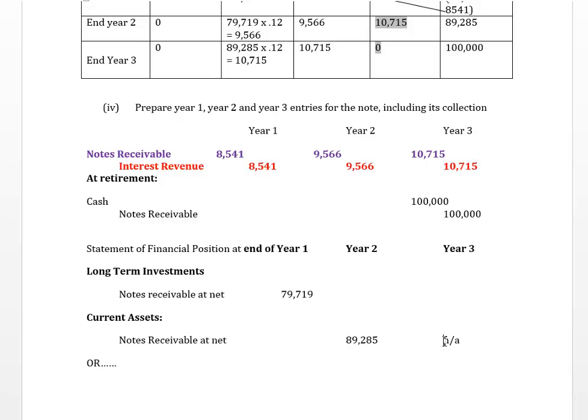Notice at the end of year 3, I've got N/A, which is not applicable, because don't forget at retirement, the end of year 3, SAD paid GLE. So now when we post this credit to the note receivable, it's going to be removed from GLE's books, so it will no longer have a note receivable. So it's 0, or in our case, not applicable.